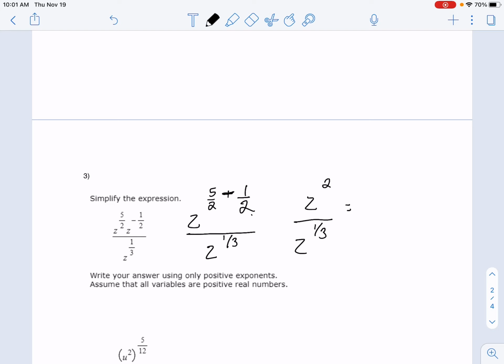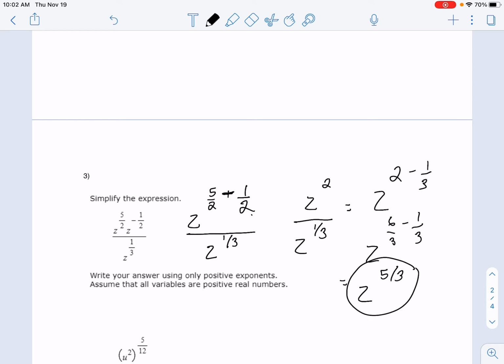Now we use our quotient rule. That's going to be z to the 2 minus 1/3. And we'll write 2 wholes as 6/3 minus 1/3. That's going to be z to the 5/3.